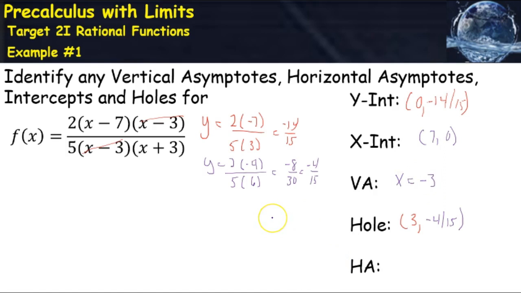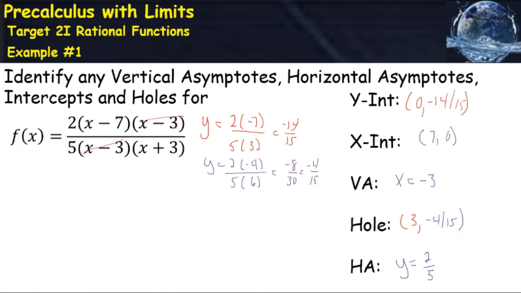And then finally, I have a horizontal asymptote if one of two things is true. The degree of the numerator is equal to the degree of the denominator, or if the degree of the denominator is greater than the degree of the numerator. In this case, on top I have an x times x, which is x squared, and on the bottom I have an x times x, which is x squared. So I have a horizontal asymptote, and in the first case where the degrees are the same, it's just the ratio of the leading coefficients. In this case, the leading coefficients are 2/5. And it's a horizontal asymptote, so it's a line y equals 2/5.